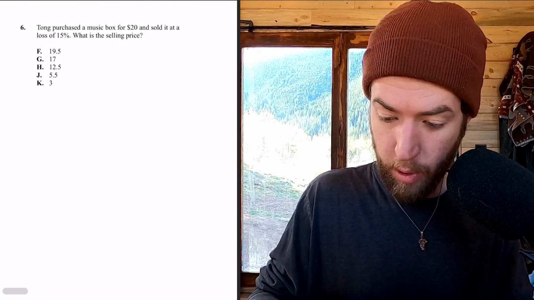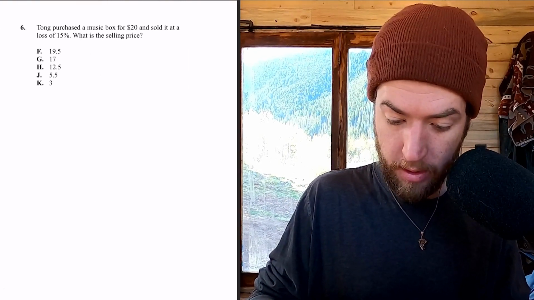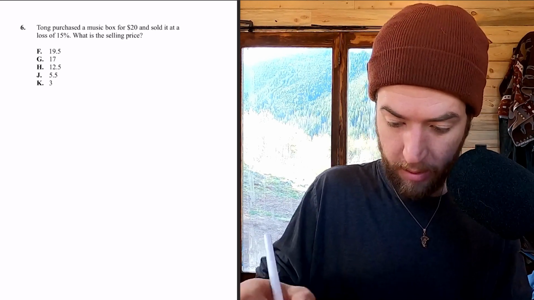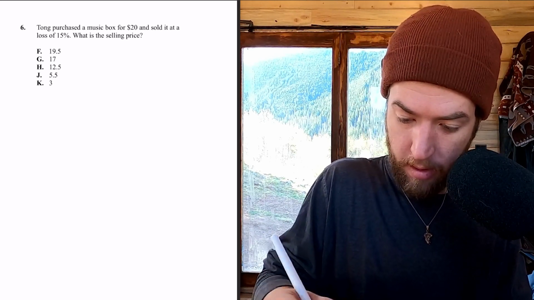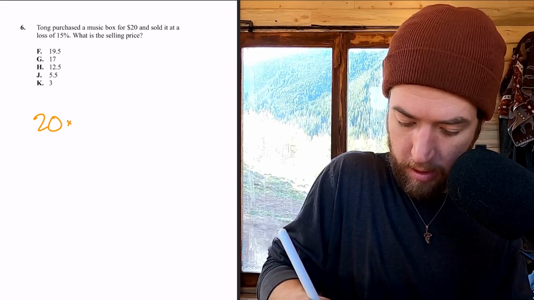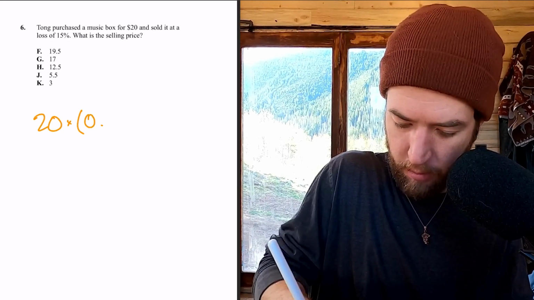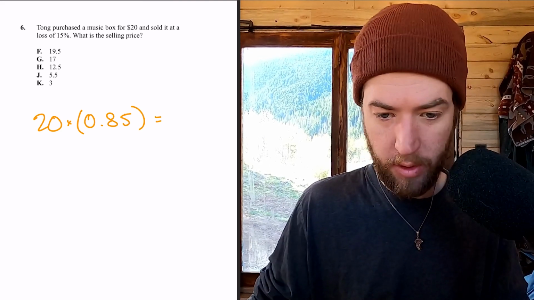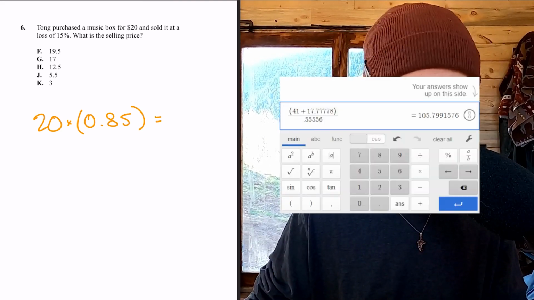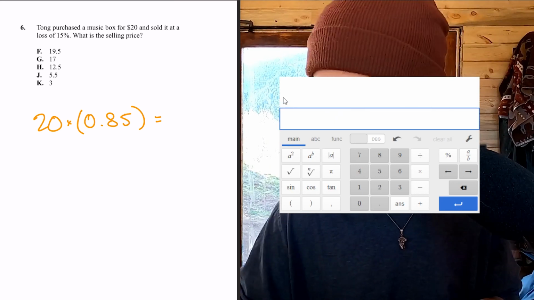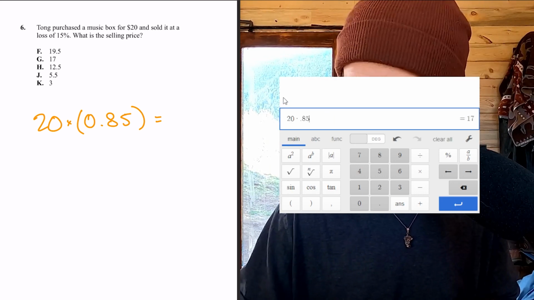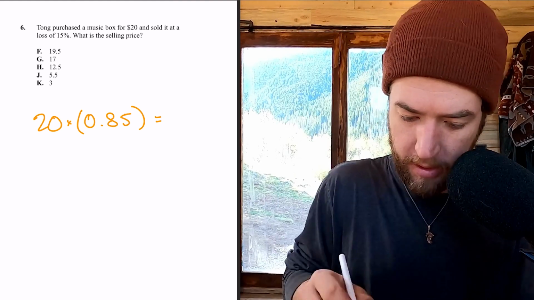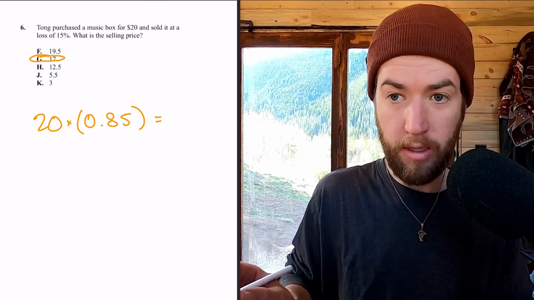All right. Tong purchased a music box for $20 and sold it at a loss of 15%. What is the selling price? So $20 times 85%, which is 100% minus 15%, should be equal to, I'm just going to use a calculator. I could estimate in my head, but we're going for speed today. So 20 times 0.85, 17. Easy peasy. That looks like answer G. On to the next.